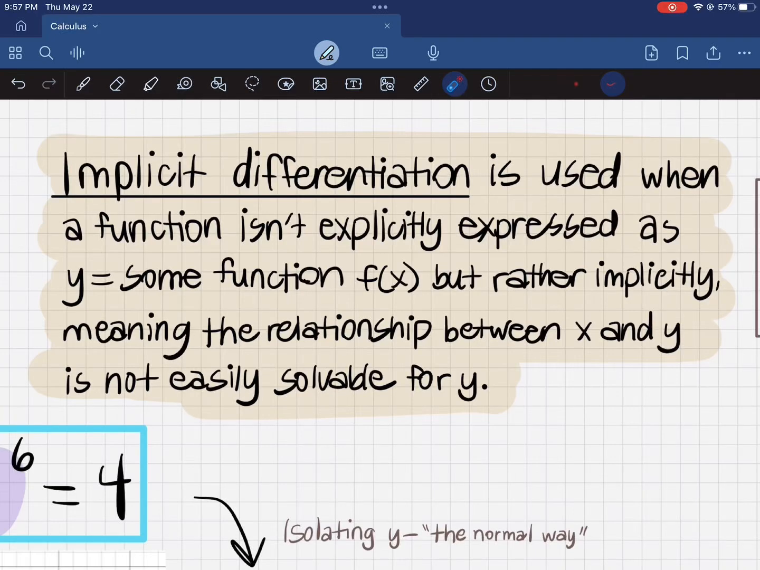Today I will be teaching you about implicit differentiation. So, why do we use implicit differentiation? Implicit differentiation is used when a function isn't explicitly expressed as y equals some function f of x, but rather implicitly, meaning the relationship between x and y is not easily solvable for y.